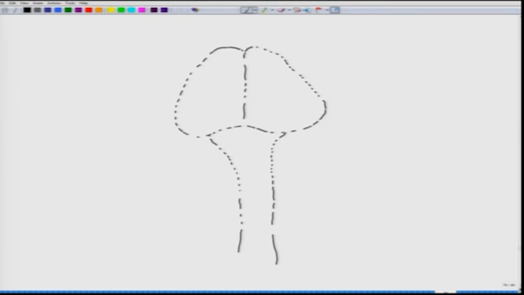Now, this is your dorsal view. Then there is a ventral view. If you just flip it down, the brain looks something like this.